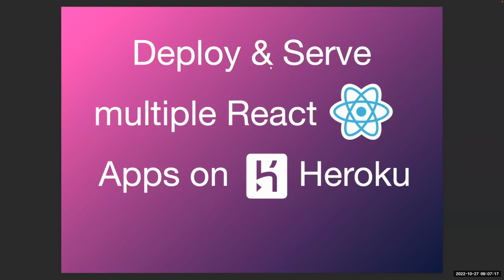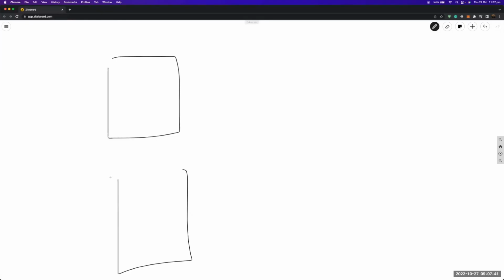And welcome everyone. In this short video, we are going to learn how we can deploy multiple React apps and serve them using a single Express server. So let's dive in. Let's say we have two React apps, maybe an e-commerce store where we have a customer portal and then we have an admin portal. Both are two individual React apps, and these are served by a single server.